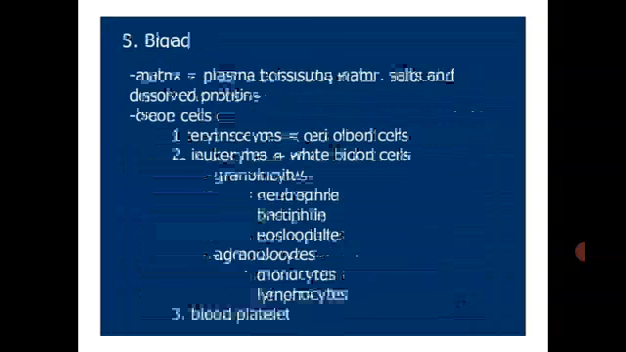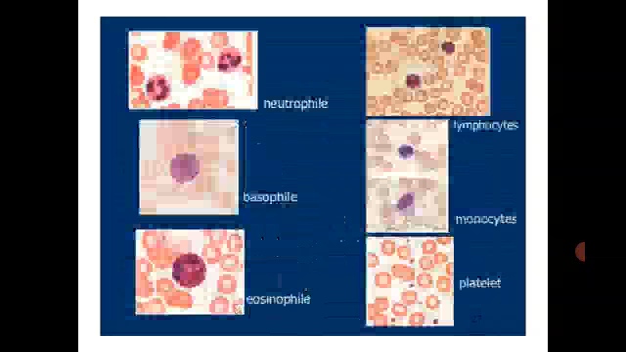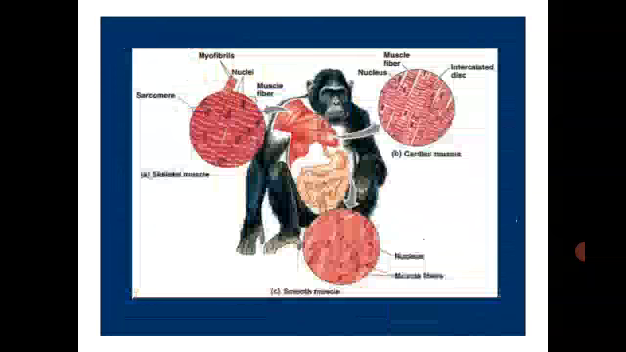Blood. Plasma consists of water, salts and dissolved proteins, and different types of blood cells, that is erythrocytes, leukocytes and blood platelets. Erythrocytes are also known as red blood cells. Leukocytes are also known as white blood cells. Granulocytes and agranulocytes are two types of leukocytes. Granulocytes consist of neutrophils, basophils, eosinophils, while agranulocytes are monocytes and lymphocytes. Here you may see different types of blood cells.